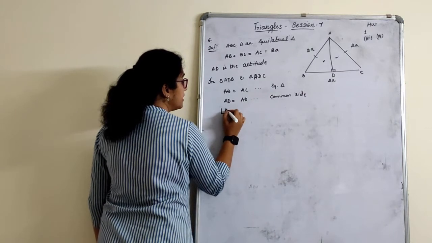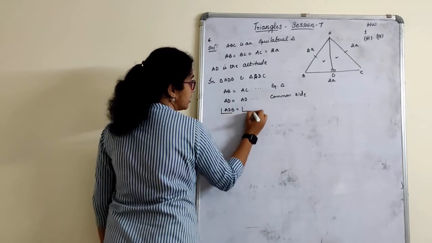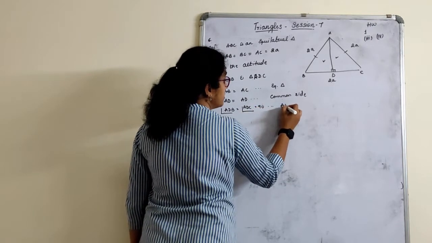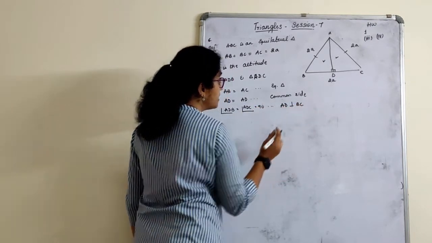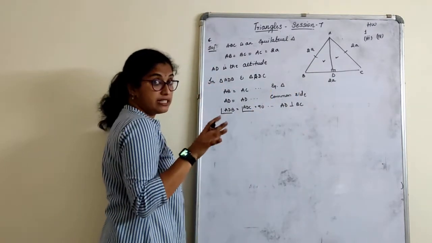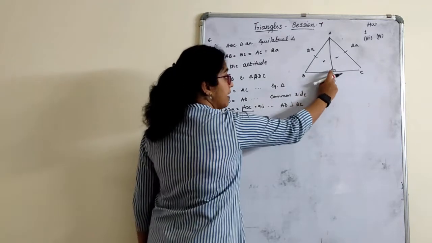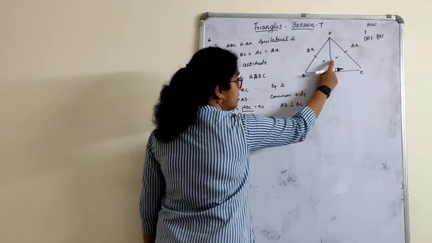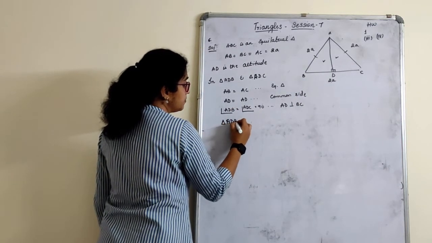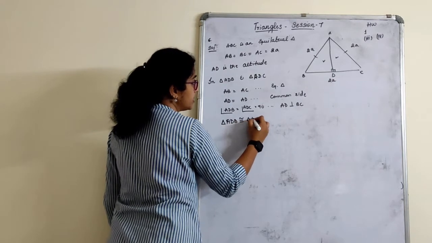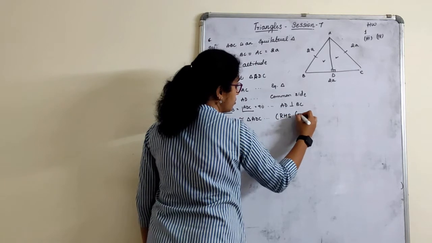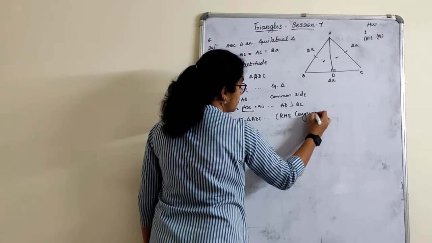Then angle ADB is equal to angle ADC is equal to 90. Reason: AD perpendicular to BC. Which congruency rule, children? It is 2 sides and an angle, not SAS because it is not the included angle. We have a 90 degree, we have a hypotenuse, and we have a common side. So it is RHS. Triangle ADB is congruent to triangle ADC by RHS congruence rule.